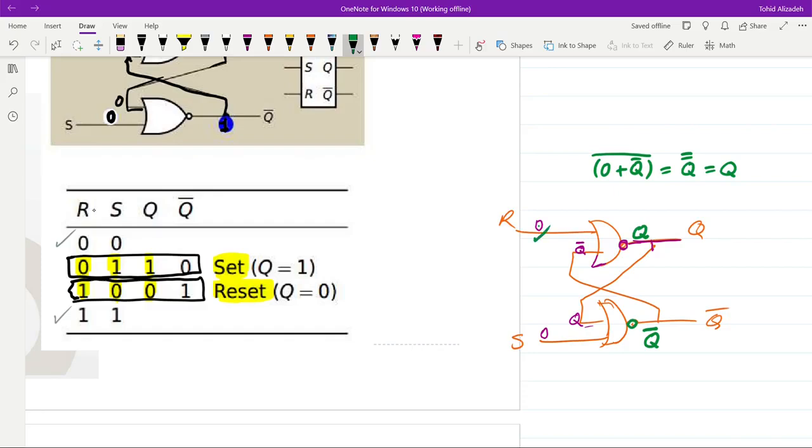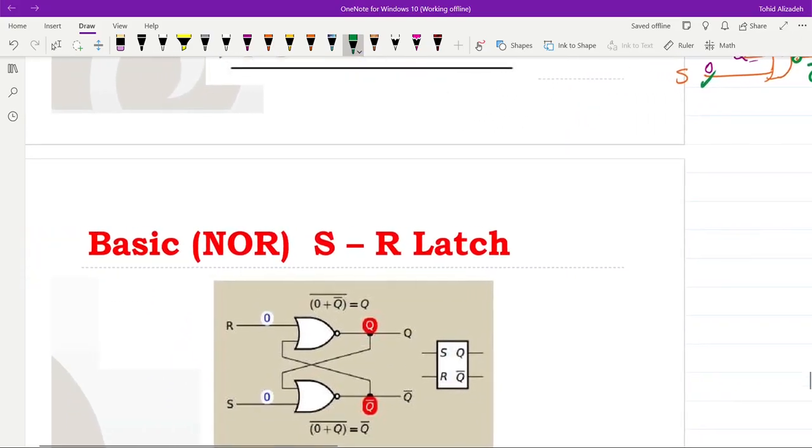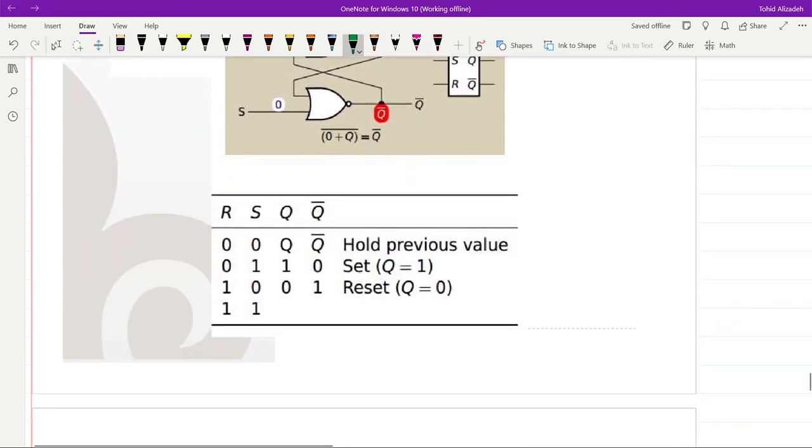So as long as we provide 0 and 0 as the input to the latch for our SR latch, you can see that the outputs will remain the same. So we will have Q and not Q here. The state of the latch will remain the same. So it will hold the previous value.